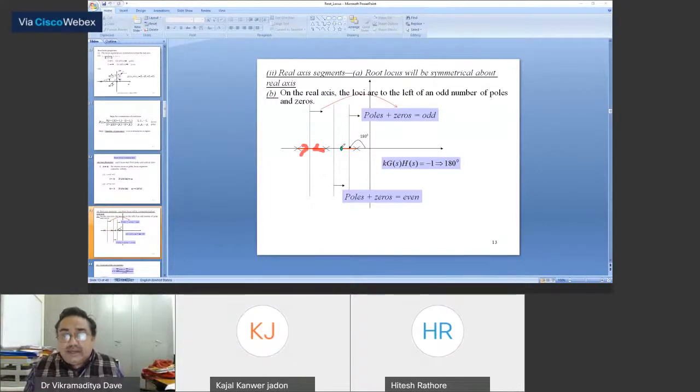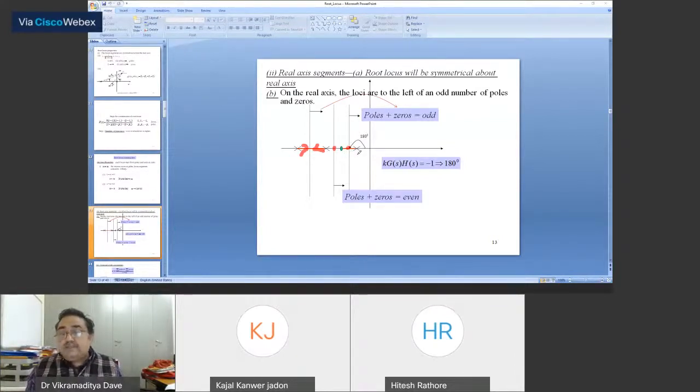Now let us take another point here. I mark a point here. So 1, 2, counting 2. It is even, so there can be no root locus. Now I again put a point here. There is one pole. It is an odd number. Definitely a root locus will exist, and that is being shown by the red line.